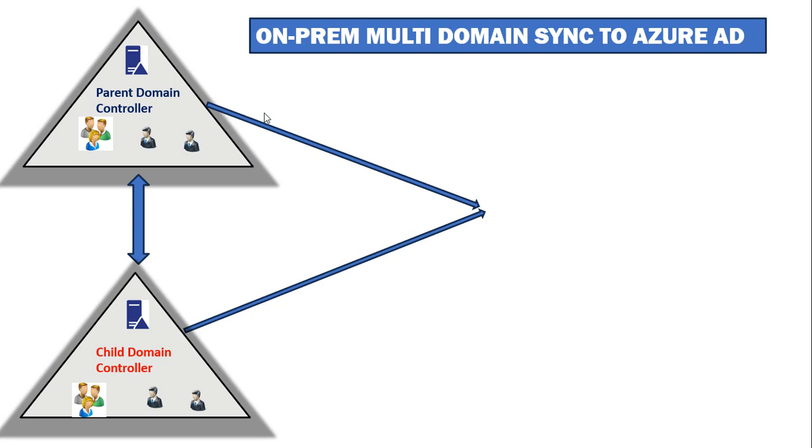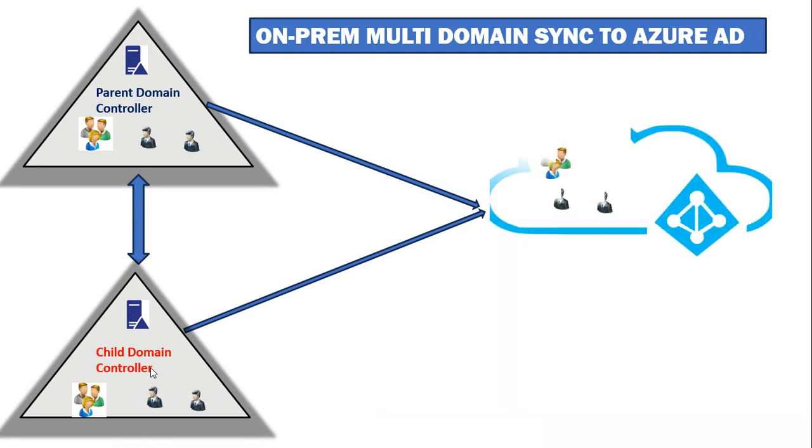So you can see here we have a primary domain controller, a parent domain controller, normally the root domain controller. I have a child domain controller. I want to move these users from my on-prem to Azure. So how do we sync them? That is the topic today. I have users on-prem and I want to move them to Azure. So how do we synchronize these two?